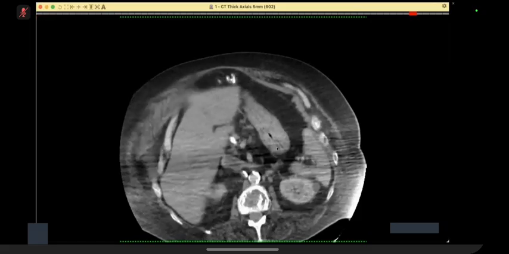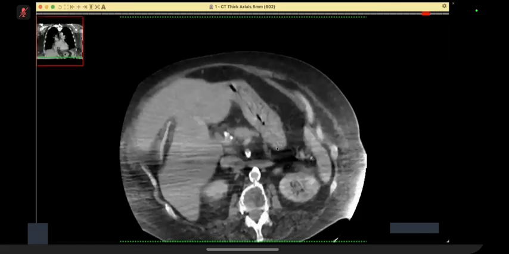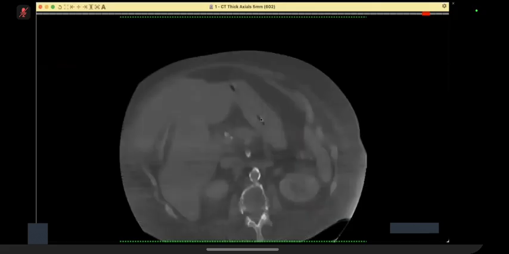In my routine practice, I would also look at bone windows to see if there are associated rib fractures. Okay, I can see that, the bone window.